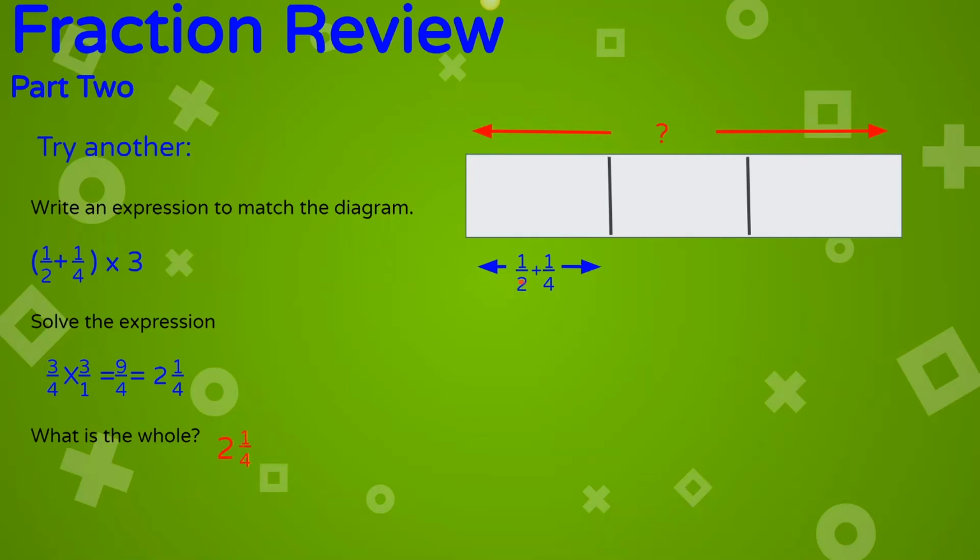We know 1/2 and 1/4 is equivalent to one of 3 parts. So 1/2 plus 1/4 multiplied by 3 is an expression that describes the diagram. I probably should have written equals question mark, but that's what we have. And then when we solve the expression, we know 1/2 plus 1/4 is equivalent to 3/4. 2/4 plus 1/4 is 3/4.